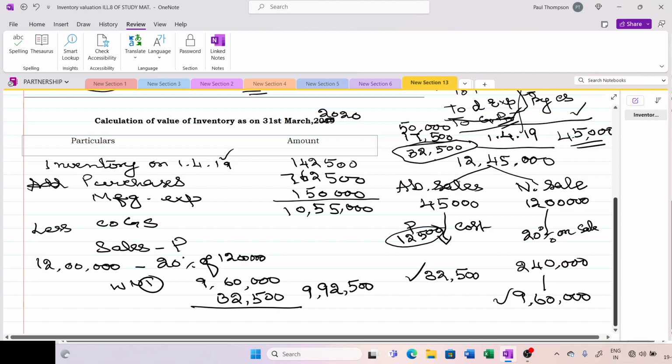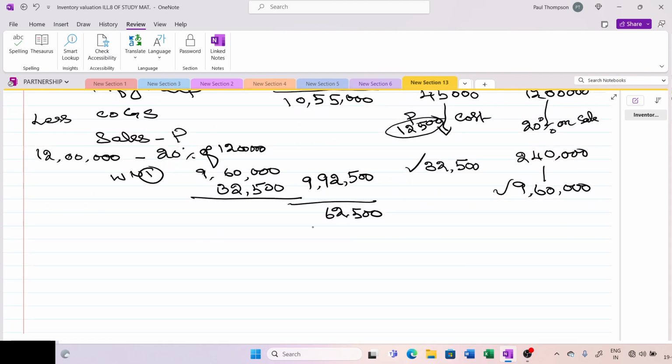So you can give the name as working note 1 and make it neatly here. I'm just making it rough to help you understand. So now the balancing figure is 62,500. This is the value of closing stock as on 31/3/20. You have to give here working note 1.